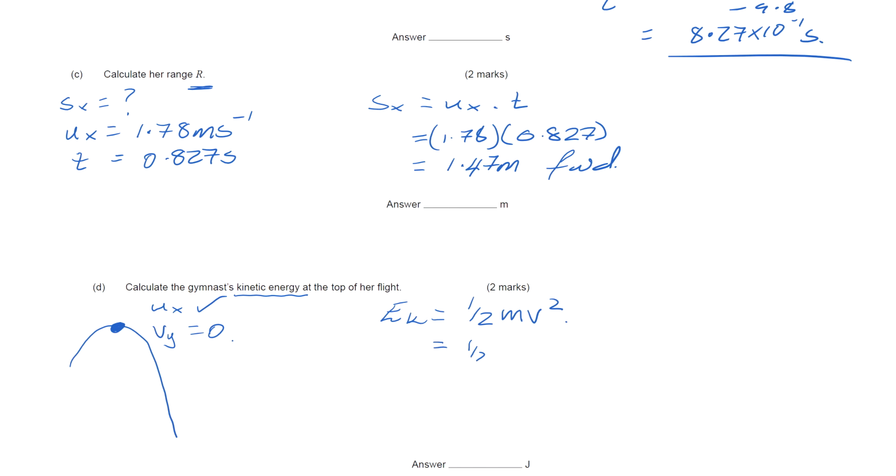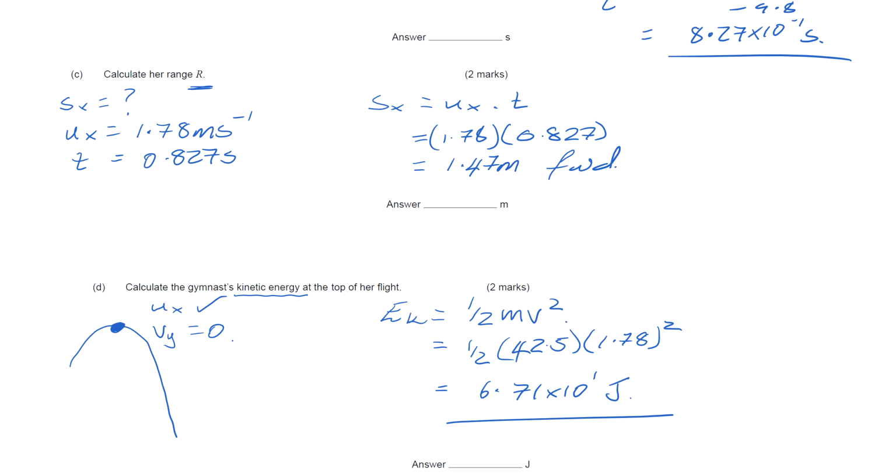So we should just have a half times m, which is 42.5 kilograms, and Vx squared, so that's 1.78 meters per second squared, and we then have 6.71 times 10 to the 1 joules. There you have it. So we have managed to finish this question in quite a short period of time. 11 minutes was allocated. We've done it in less than 8 because I did some explaining along the way, and so it's a bit of a bargain question again.